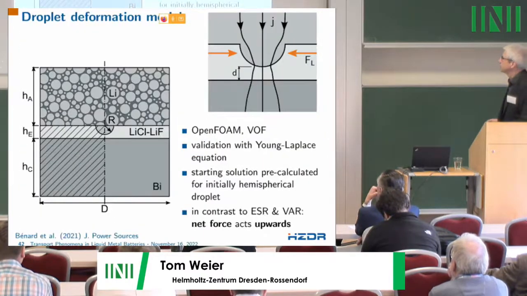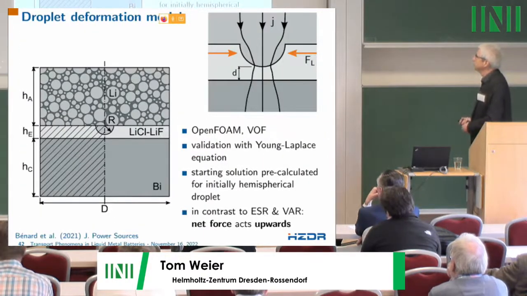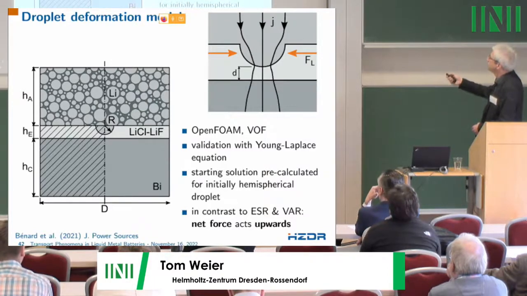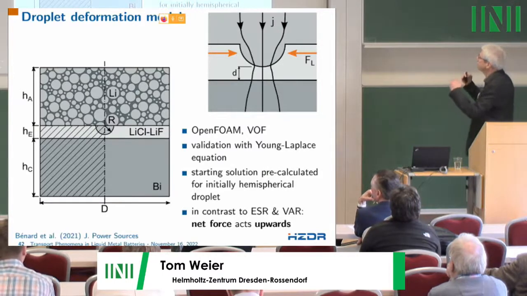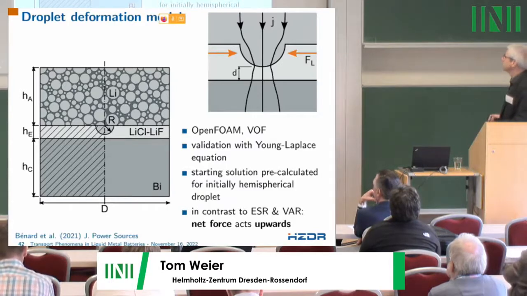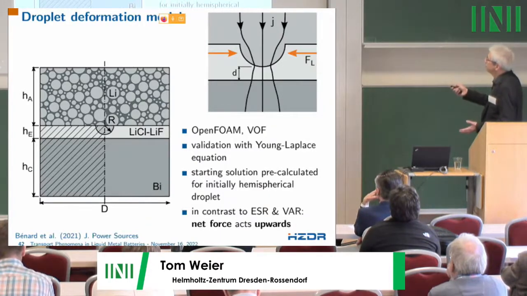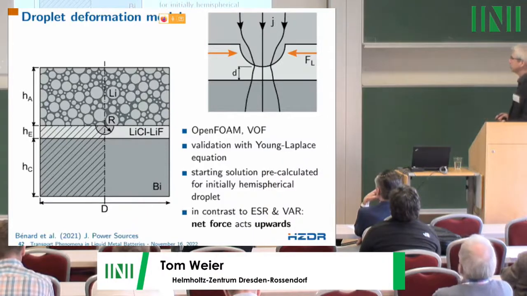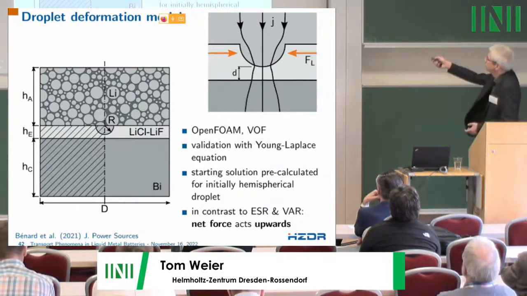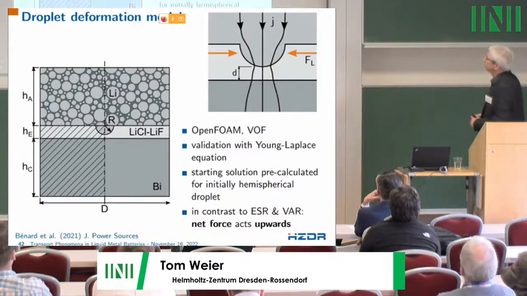So Sabrina did some computations, again using OpenFOAM. We simulated a half sphere that concentrates the current. This concentrated current leads to Lorentz forces from both sides that try to shear the droplet from the anode. In contrast to electroslag remelting and vacuum arc remelting, the net force, so buoyancy, acts upwards. In vacuum arc remelting and electroslag remelting, the heavy metal likes to drop down. Here it likes to come back.